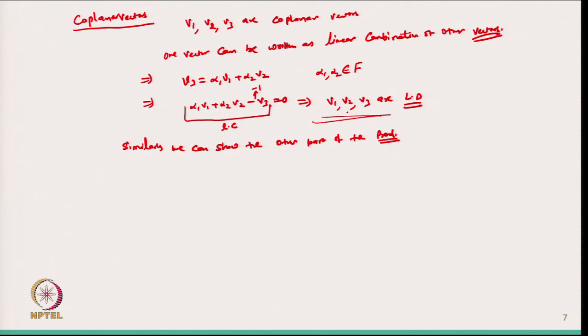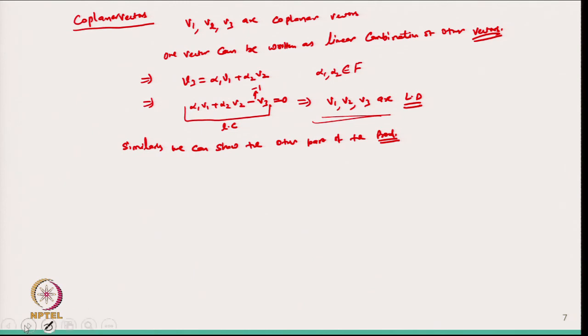In that case, we will assume that V1, V2, V3 are linearly dependent, and from there I can go back and show that one vector is a linear combination of the other remaining two. So, it will be coplanar vectors. In this case I can say that these vectors are linearly dependent, and with linear dependence, the vectors will be coplanar. So, this way we can check.